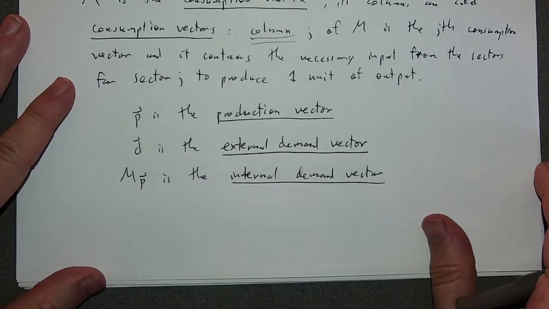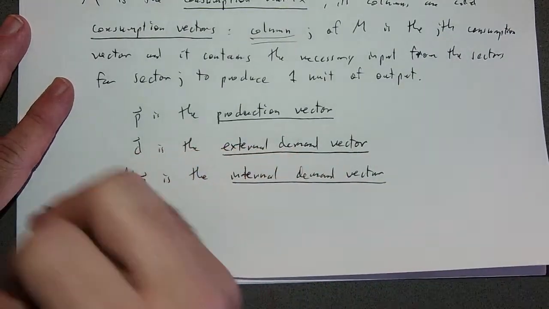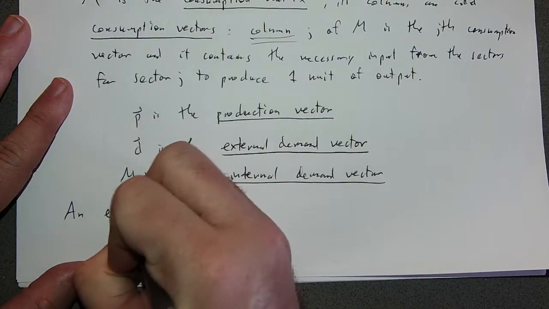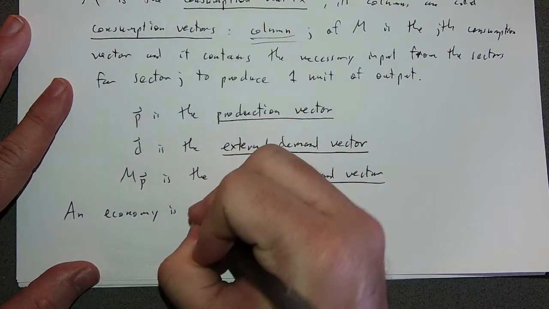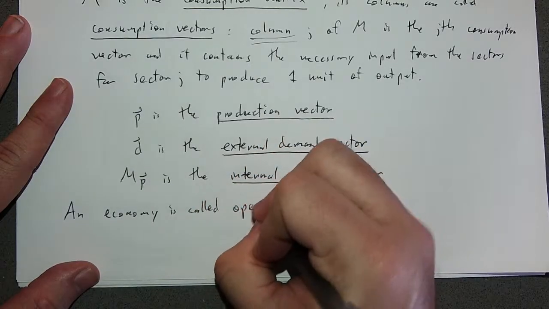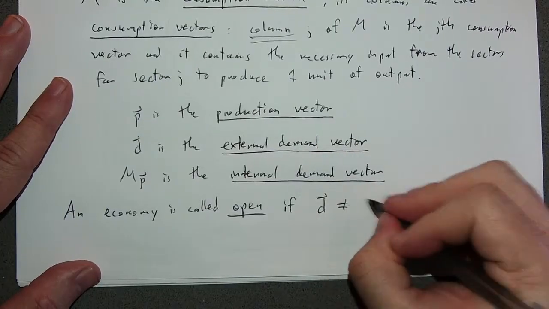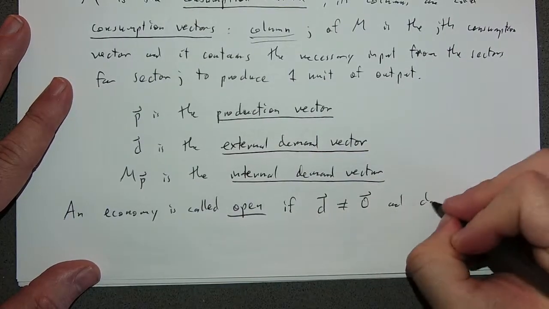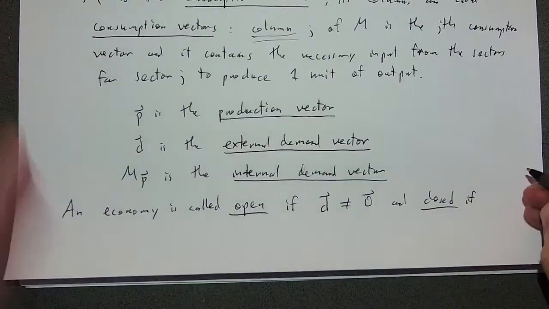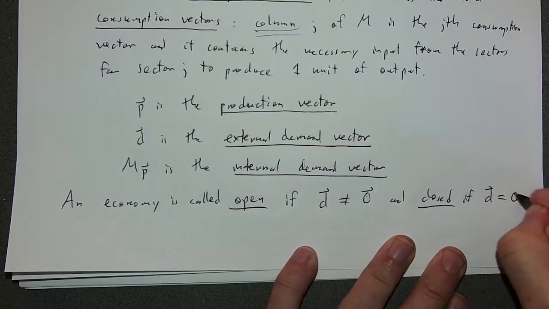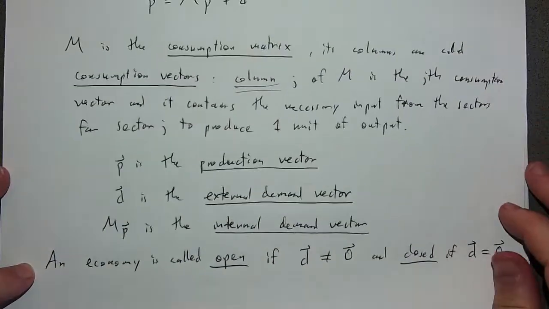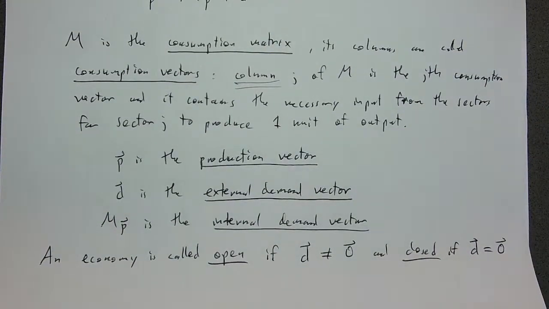One more line of things I want to talk about. So an economy is called open if the external demand vector is not the zero vector, and closed if the external demand is in fact equal to the zero vector. So a closed economy is one that has zero external demand, literally zero. There's no external demand whatsoever, so the only demand is internal. And an open economy is one where there is some external demand.